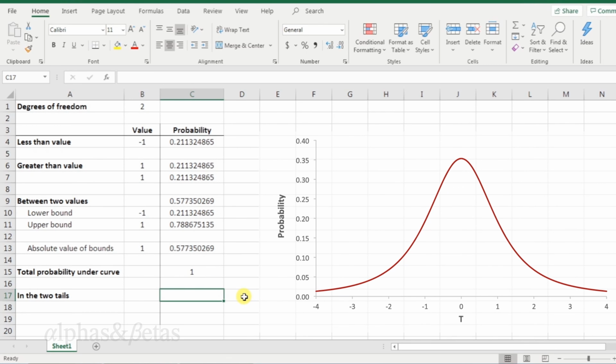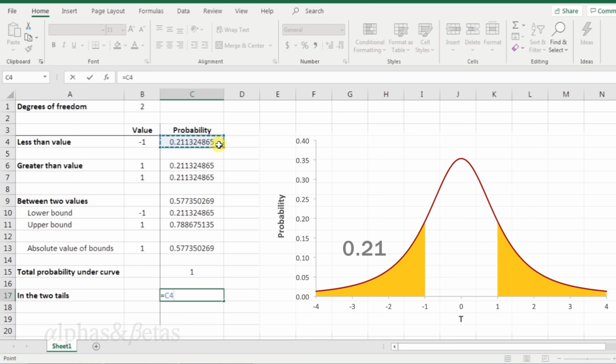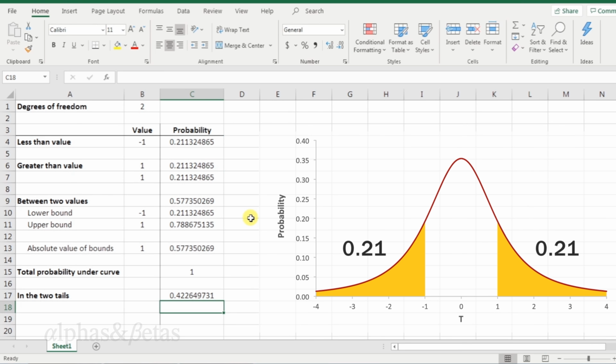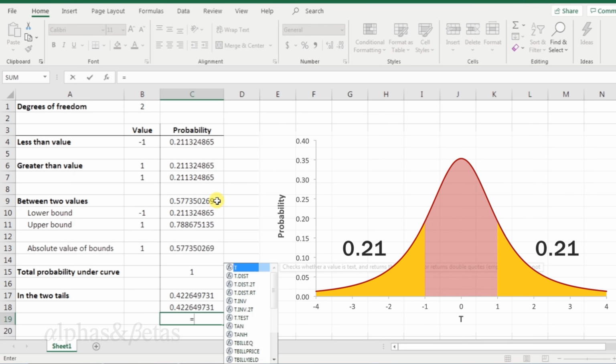You may want to find the probability of getting a value in the 2 tails, so either less than -1 or greater than 1. There are 3 ways you can do this. The first method is to sum the probability of getting less than -1 and the probability of getting more than 1. The second way is to remember that the total probability under the curve is 1, so calculate 1 minus the probability of getting a value between -1 and 1.